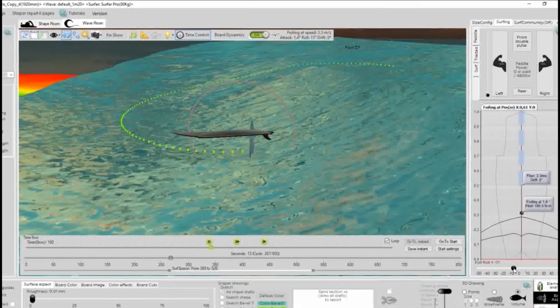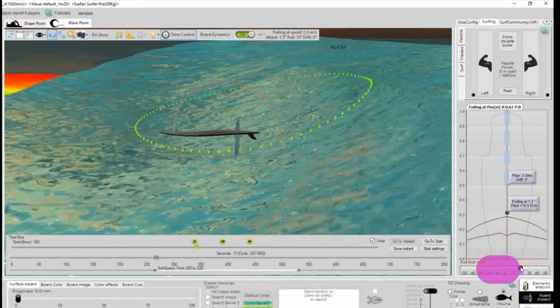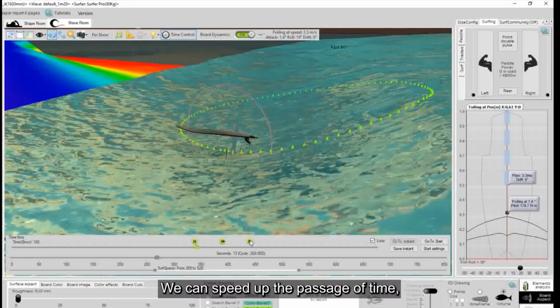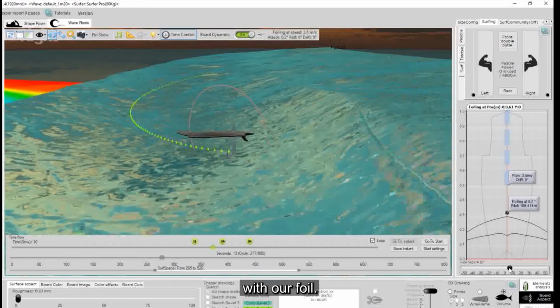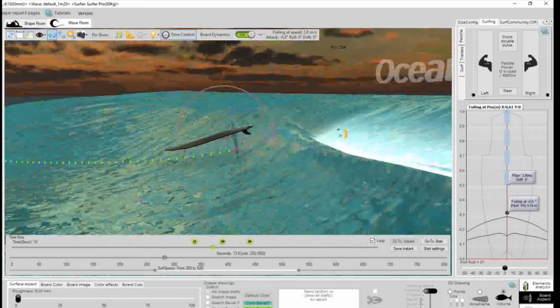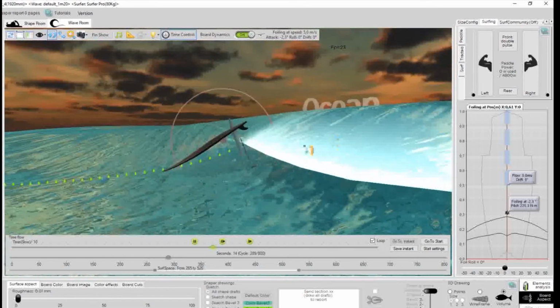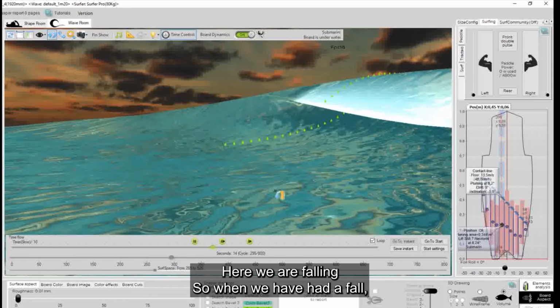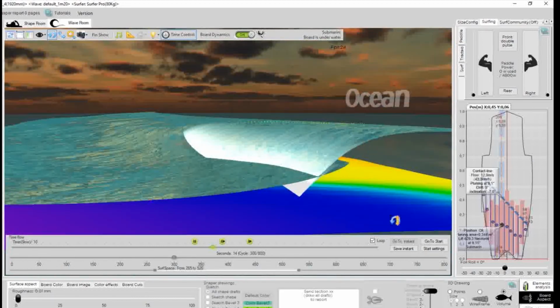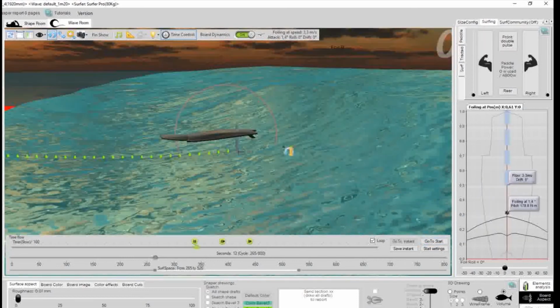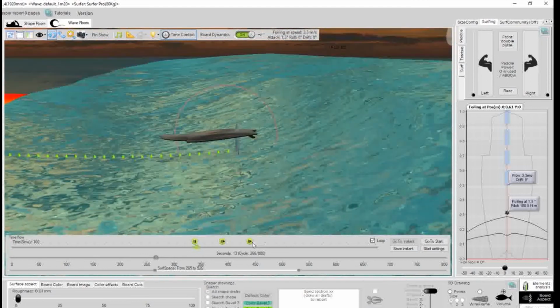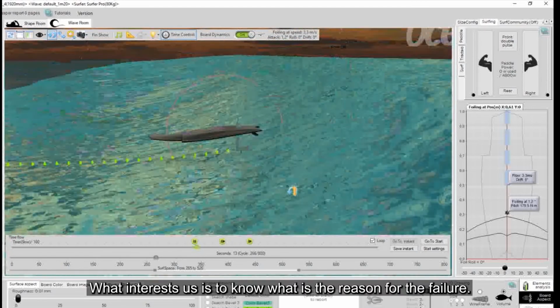When the wave is moving, you can change the roll angle, and therefore the trajectory. We can speed up the passage of time to try to maneuver in this wave with our foil. We are falling, so when we have had a fall, we leave with go to start. What interests us is to know what is the reason for the failure.